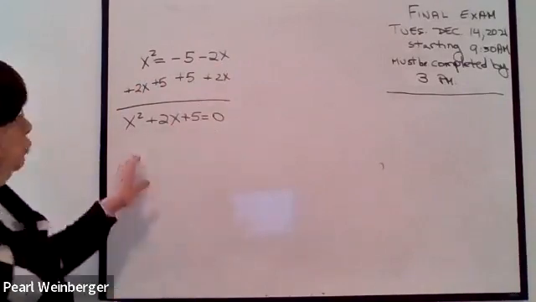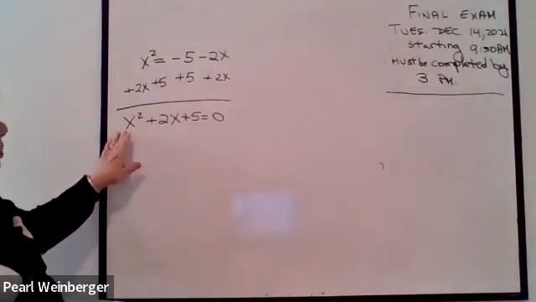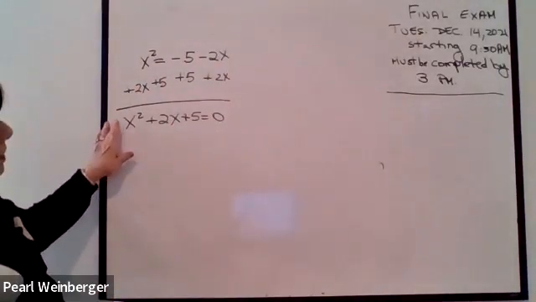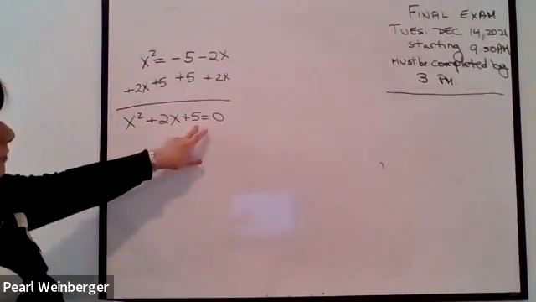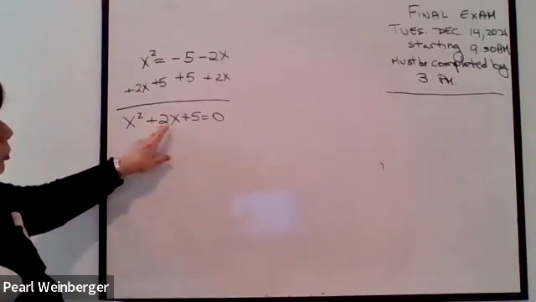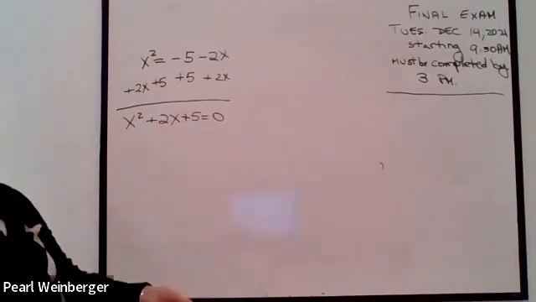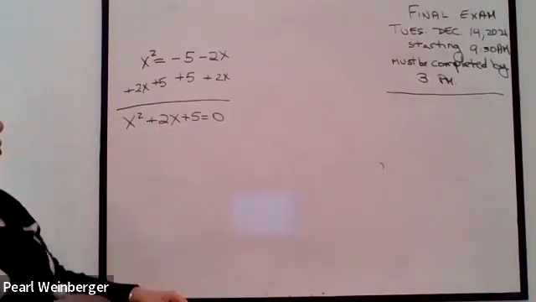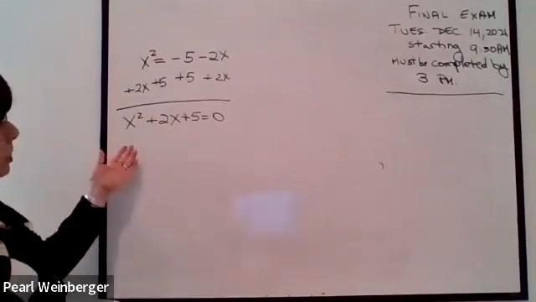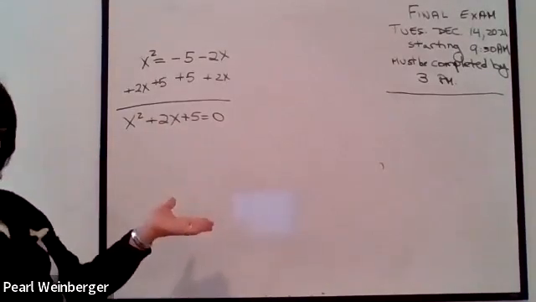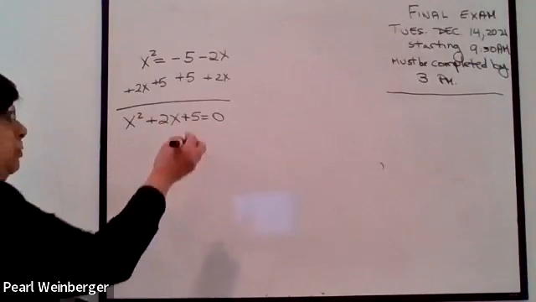Now, usually we try factoring this, but if you notice, this can't be factored because the AC is 5. We need two numbers that multiply to 5 and add to 2, and I can't find any numbers. So this one you could solve using either completing the square or the quadratic formula.